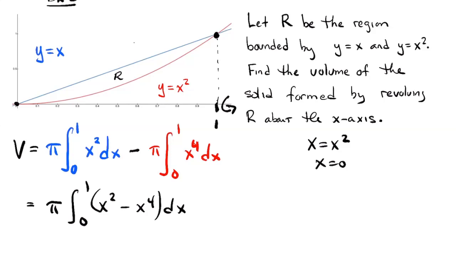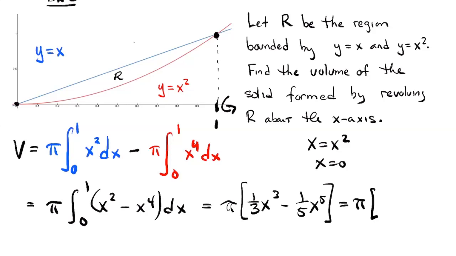Okay, so let's finish the computation here, just so we have it. So antiderivative, 1/3 x cubed minus 1/5 x to the fifth. And then we have to evaluate that from 0 to 1. So I'm not going to make this too laborious. You can ask me about it, but when you plug in 1, you'll get 1/3 minus 1/5. And when you plug in 0, you get 0.